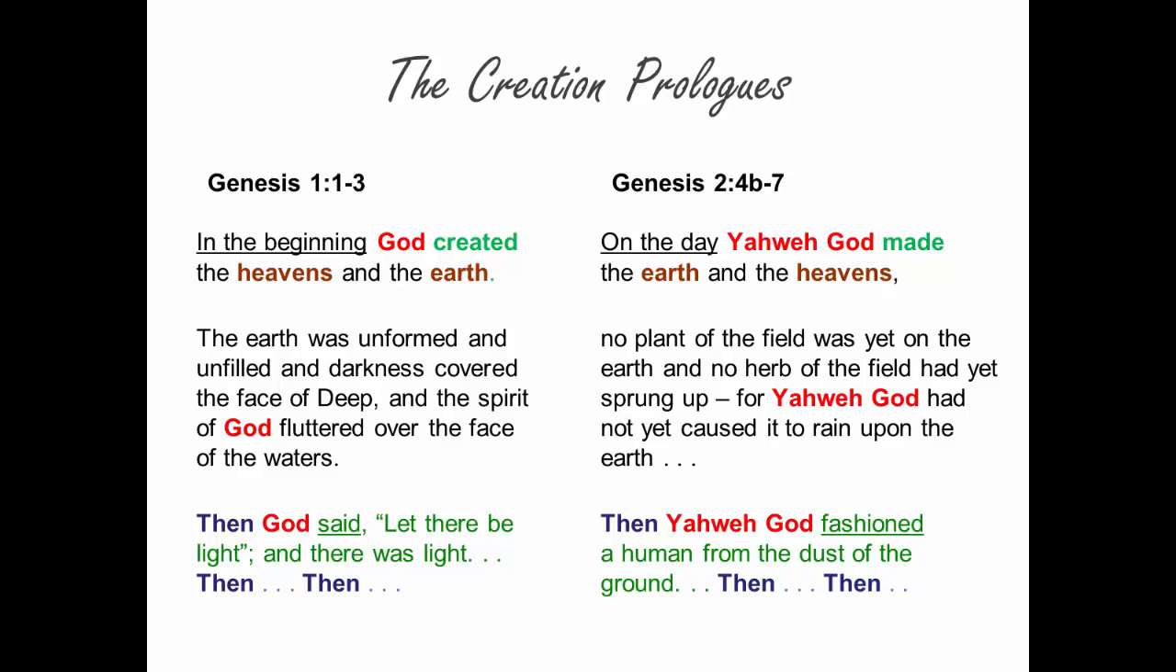Note how the creation of light is God's first act in Genesis 1, while it is the making of the first human in Genesis 2. Such a structure pretty much disproves the notion that Genesis 1 was originally a single work.